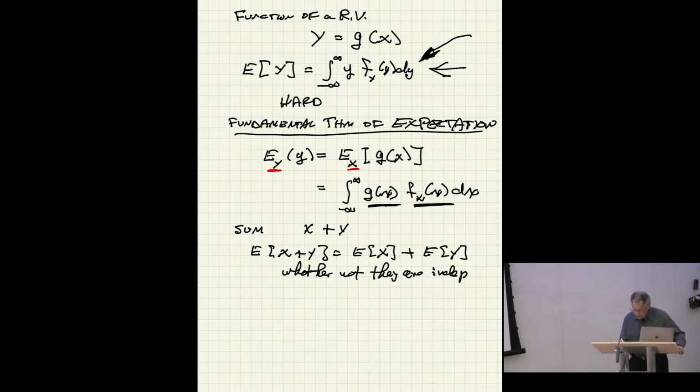Which means that the expectation of a large sum, x1 plus x2 plus xn, is equal to the sum of the expectations. And the important point is that's true whether or not they're independent.